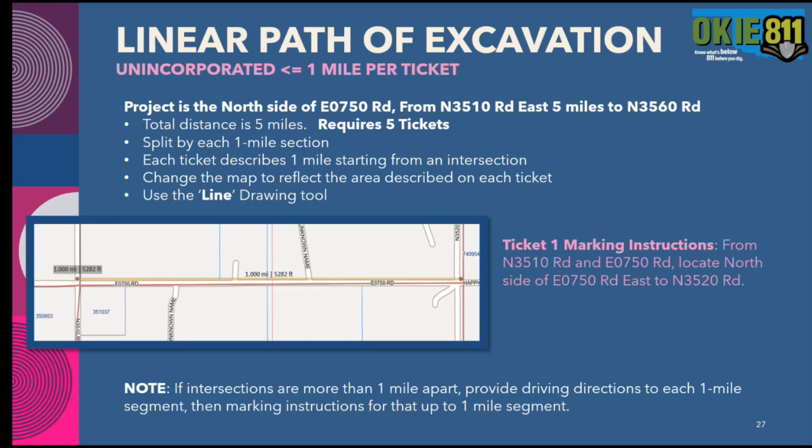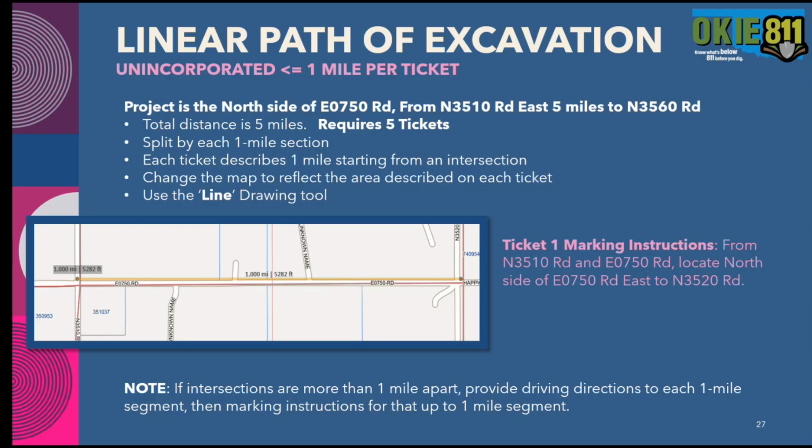The second linear path of excavation is just an unincorporated area, so a rural area, no more than 1 mile per ticket. Very much the same concept. This project is on the north side of 750 Road from North 3510 Road going east 5 miles. So no more than 1 mile per ticket means this has to be 5 tickets. You can split that up by each 1 mile section.